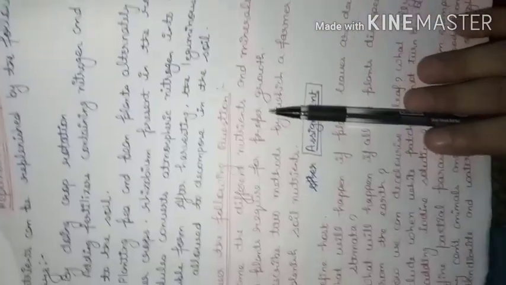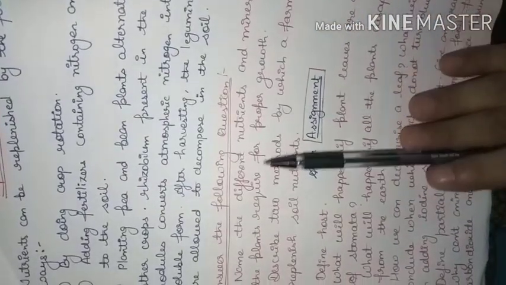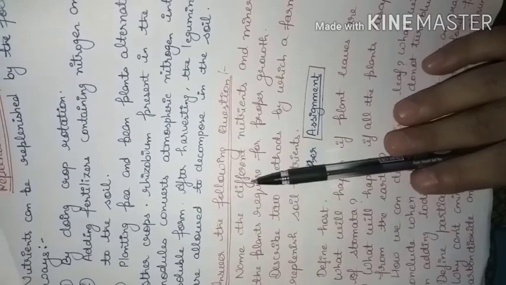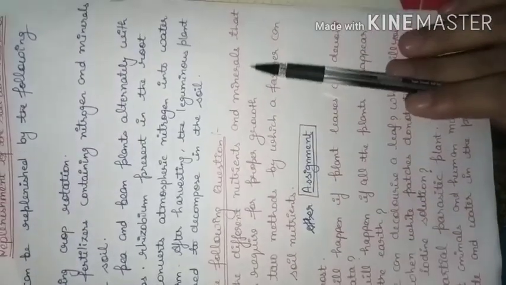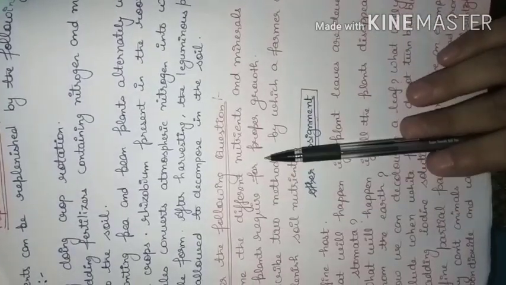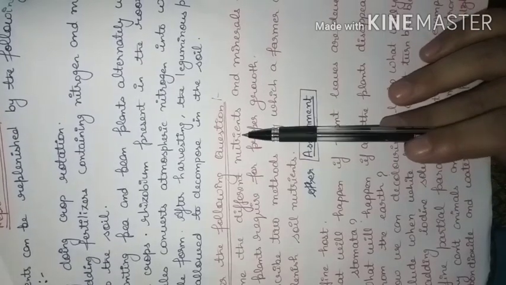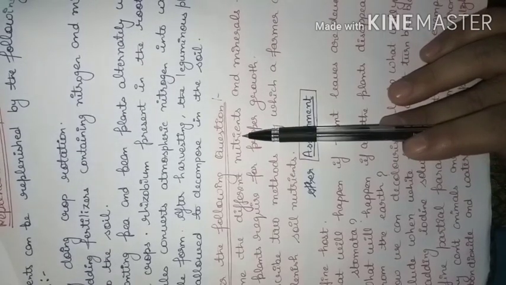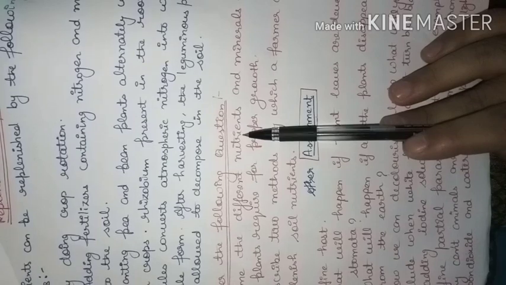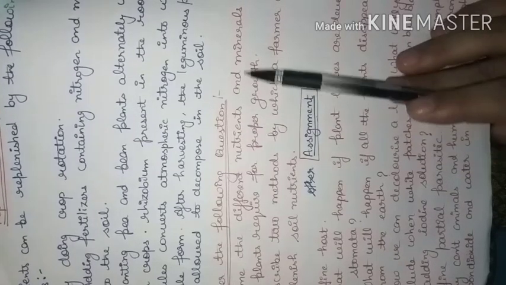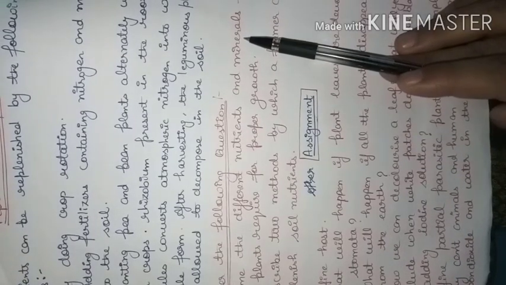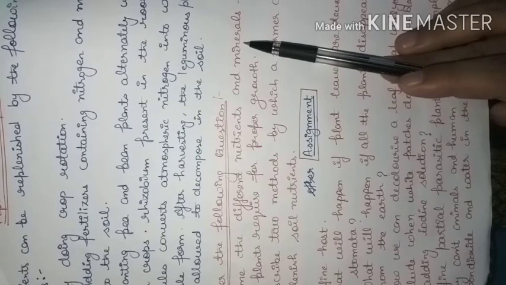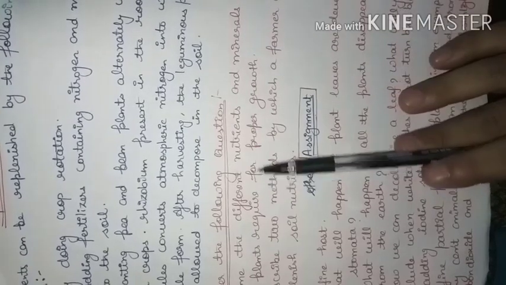Now on the basis of this we can answer some of the questions, like, name the different nutrients and minerals that plants require for proper growth. Plants require different nutrients like carbon, hydrogen, nitrogen, oxygen. These are the different nutrients. And minerals like phosphorus, iron, potassium, calcium are the minerals required by the plant.